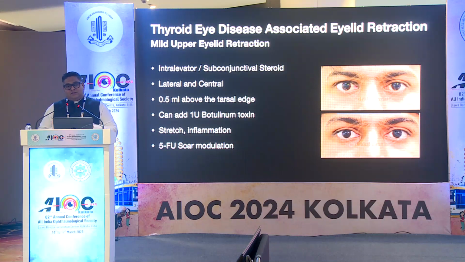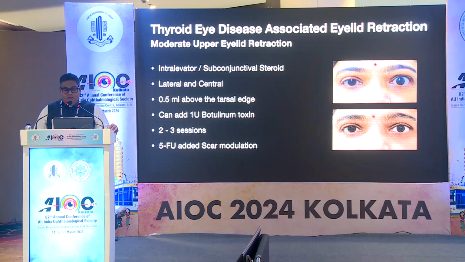And additionally, by stretching out the conjunctiva and the Müller's muscle and the levator and the attachment to the tarsus, it physically and mechanically stretches it. Now, in burnt out disease or in inactive disease, adding a little 5-FU helps to modulate the levator stretch that there is, the scarring that has set in, and can help in releasing well. Of course, in burnt out cases, you may need more than 2 or 3 injections as well.